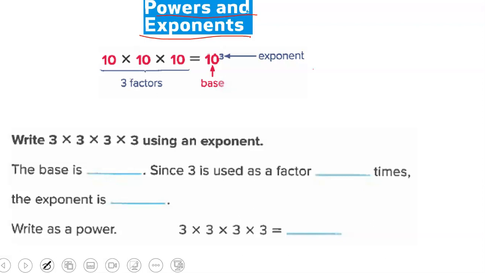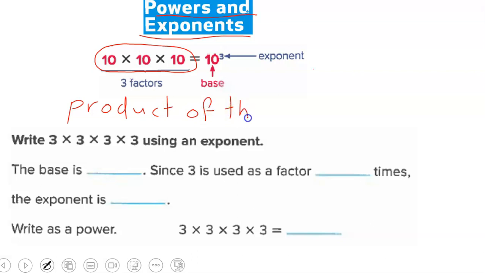Powers and exponent. You can write any number multiplied by itself, or the product of the same factor, using exponent. See, now here we multiply 10 three times. We call it a product of the same factor.